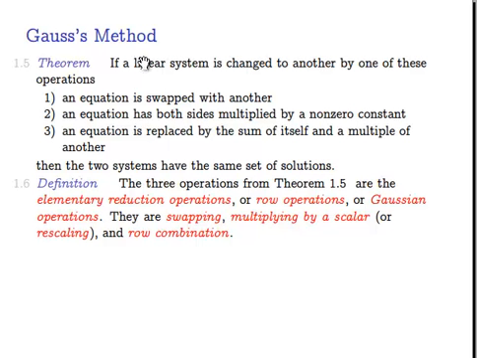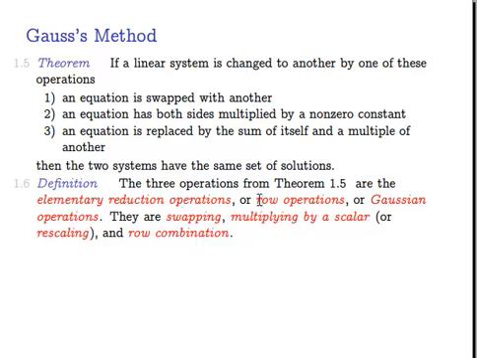We've done a particular example, but this can be done in general. So the theorem states that if a linear system is changed to another by one of these operations, and these are the operations that we have used in the preceding examples, if we make this change, then the two systems have the same set of solutions. Okay? These 3 operations are called elementary reduction operations or row operations.